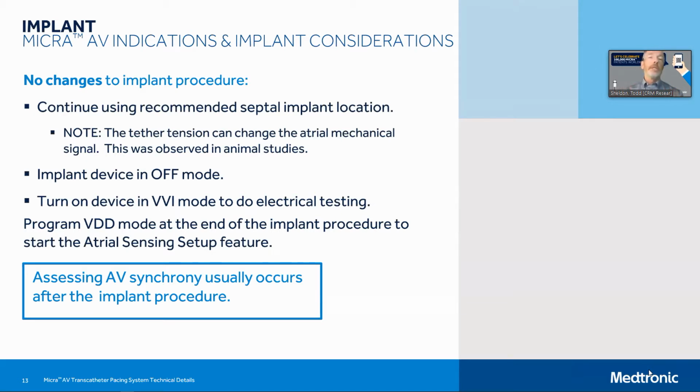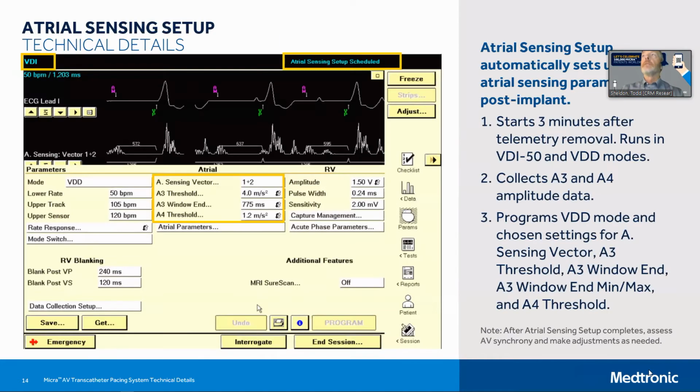So we recommend just continuing to do the normal implants and test the device in VVI. And then when you program VDD, after you've done your electrical testing, there's an atrial sensing setup algorithm that will give you a kickoff to where AV synchrony should be. This atrial sensing setup sets up about 4 different parameters.